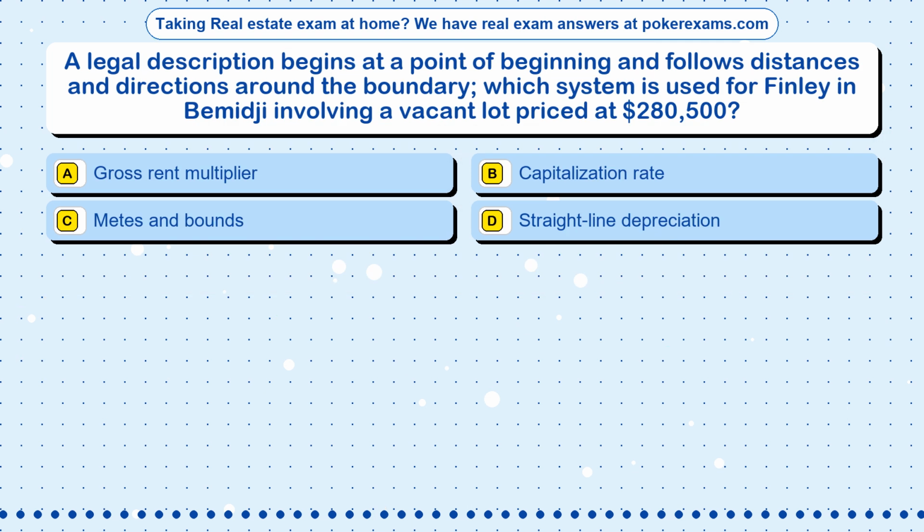Question 75. A legal description begins at a point of beginning and follows distances and directions around the boundary. Which system is used for Finley in Bemidji involving a vacant lot priced at $280,500? Option A, gross rent multiplier. Option B, capitalization rate. Option C, metes and bounds. Option D, straight line depreciation.